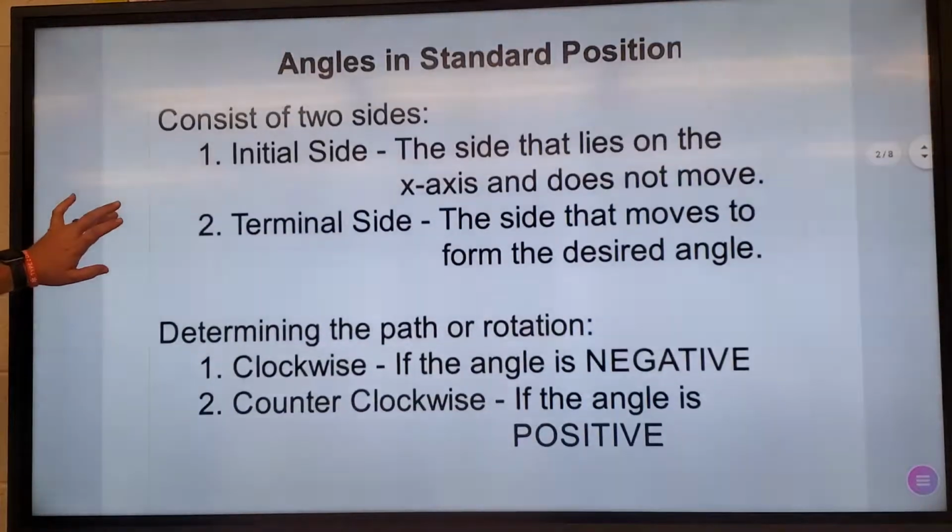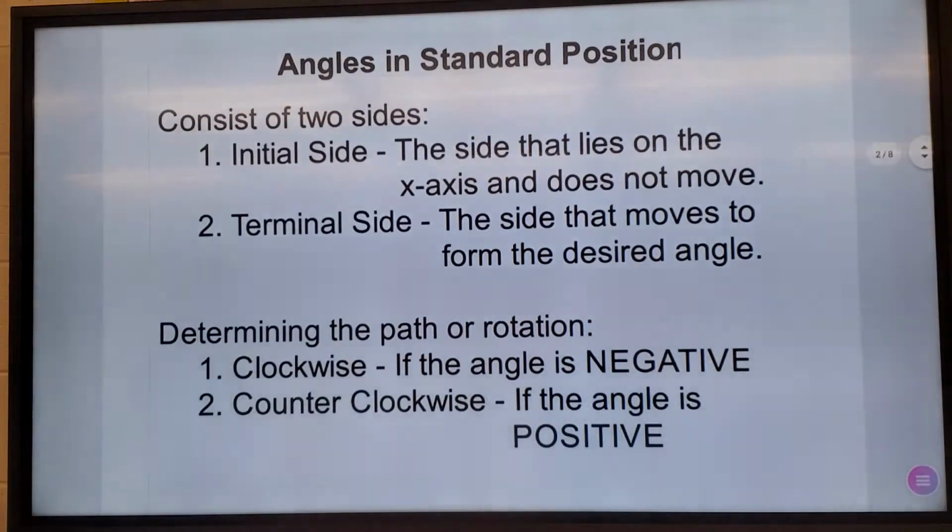Okay, moving on to the notes, just a few pages here, 8 pages in total, so 7 pages of notes. So here on page 2, okay, angles in standard position consist of 2 sides. The first side is the initial side. That is the side that lies on the x-axis and does not move.